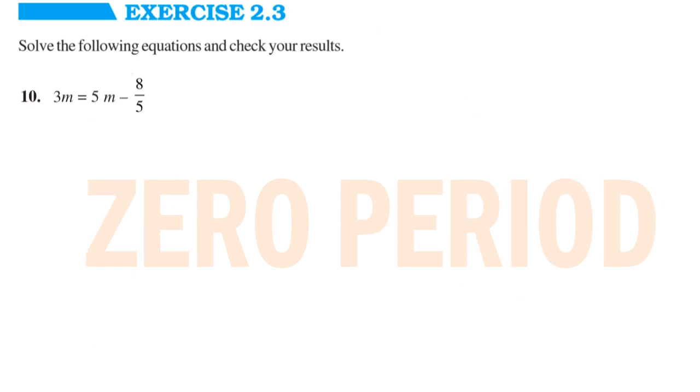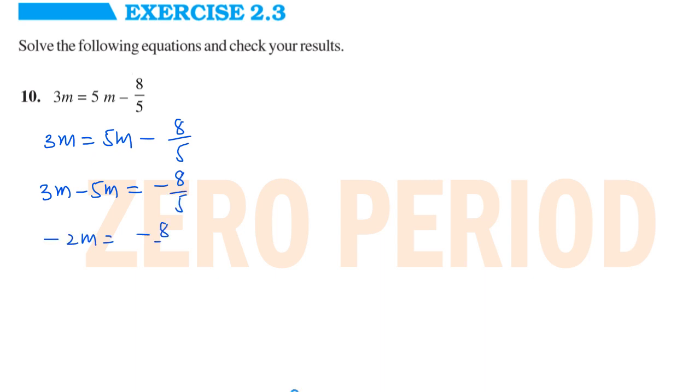Now we reach the last question of this exercise 2.3, that is question number 10. 3m equal to 5m minus 8 upon 5. Two variables 3m and 5m are there. Put them on the left side. It's minus 2m is equal to minus 8 by 5. Minus can cancel and m equal to 8 by 5 into 1 by 2. 2 transposed here. 2 cancels to 8, 4 times. m is equal to 4 upon 5.